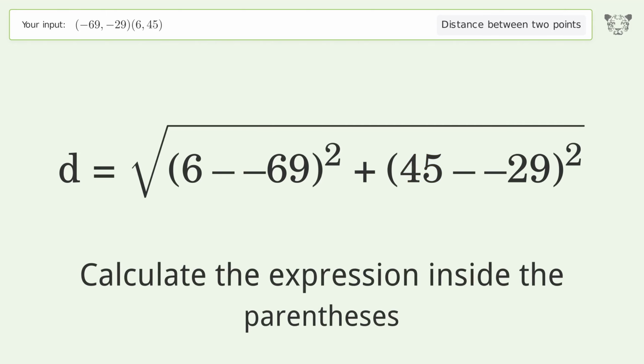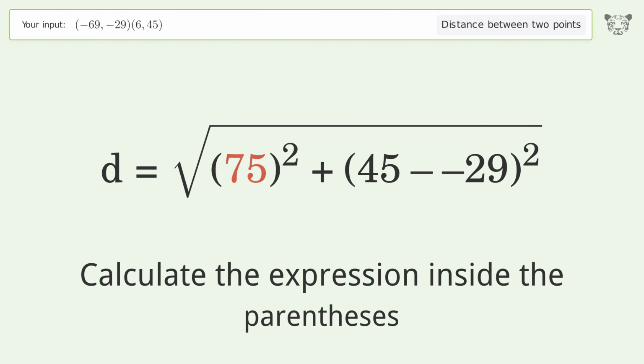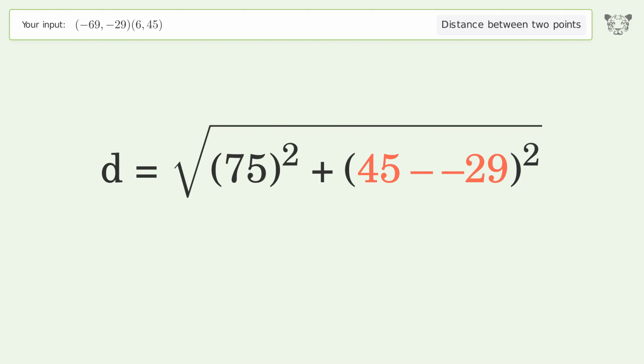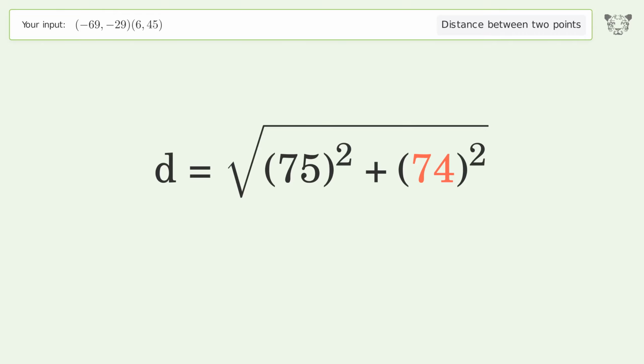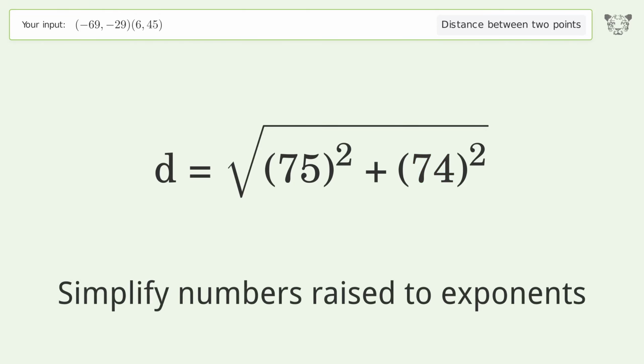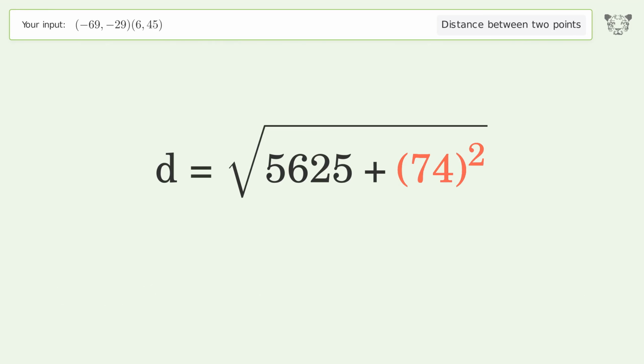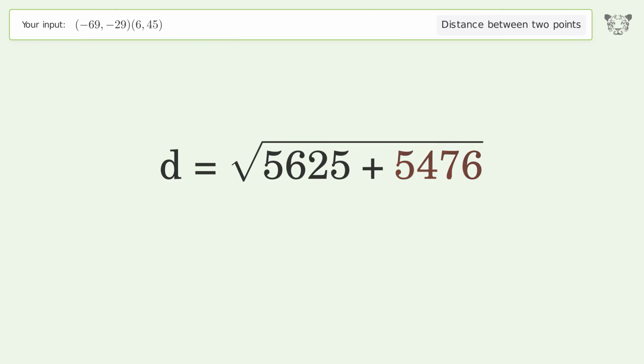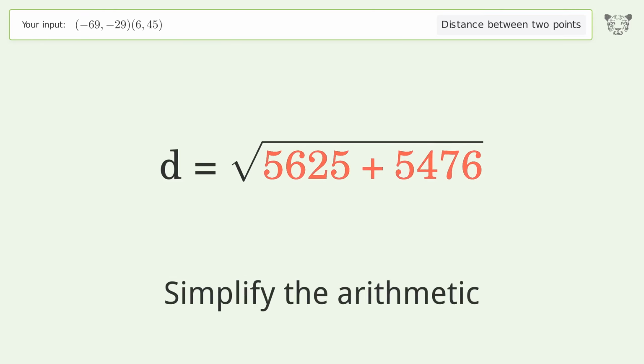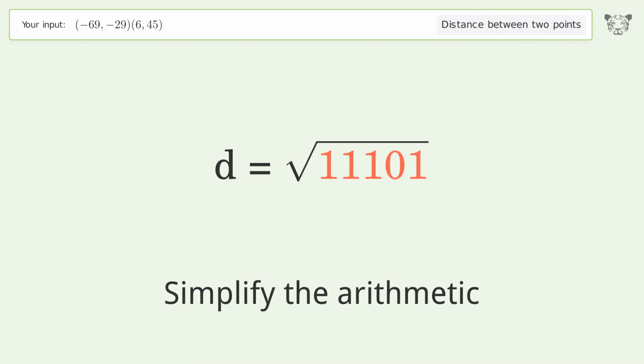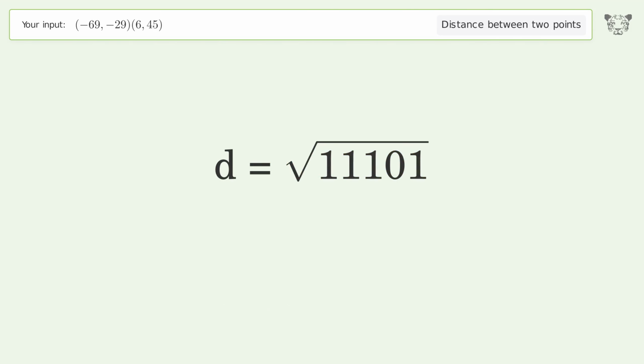Calculate the expression inside the parentheses. Simplify numbers raised to exponents. Simplify the arithmetic. And so the distance between the 2 points is the square root of 11,101 or 105.361.